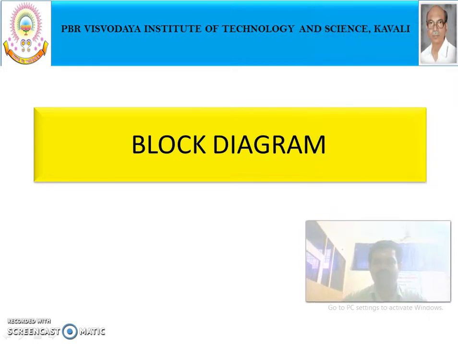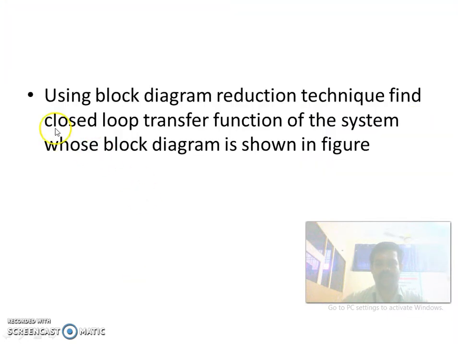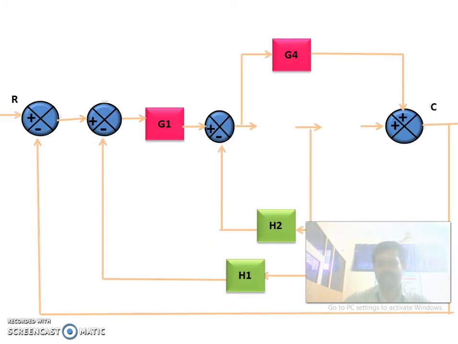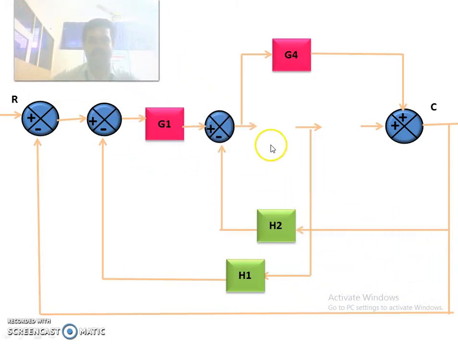Now we are going to see the problem in block diagram. Using the block diagram reduction technique, find the closed loop transfer function of the system whose block diagram is shown in figure. So by using the block diagram reduction technique, we have to find the closed loop transfer function of the system whose block diagram is given. So this is nothing but the given block diagram.